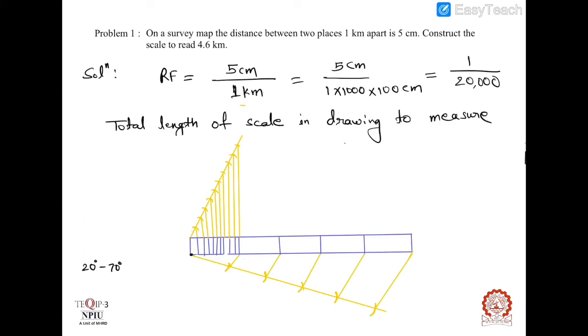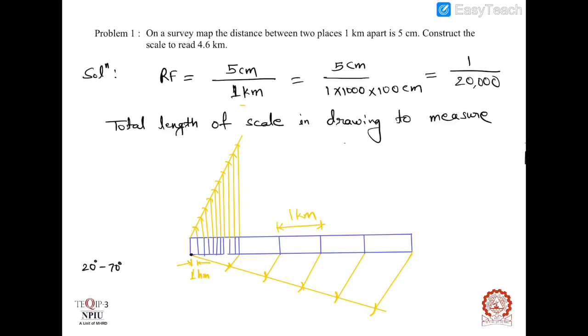Now here each division is representing how much? 1 kilometer is equal to 10 hectometer. Okay, so this is representing 1 hectometer and this one division is representing 1 kilometer. Now from this scale you can measure 6 kilometer easily.